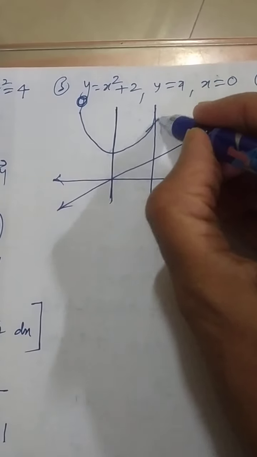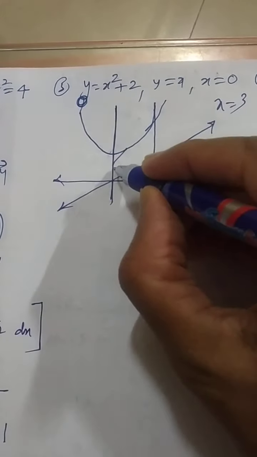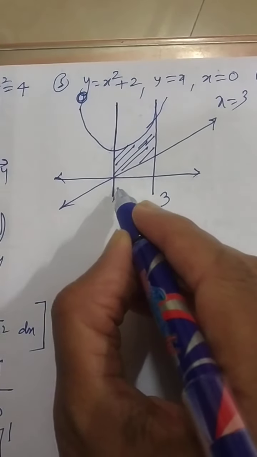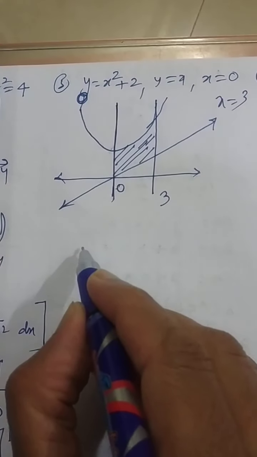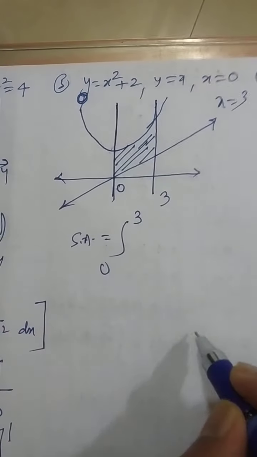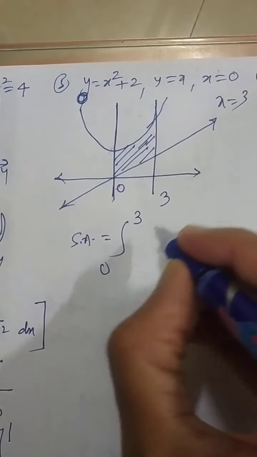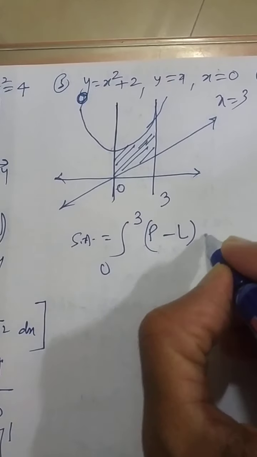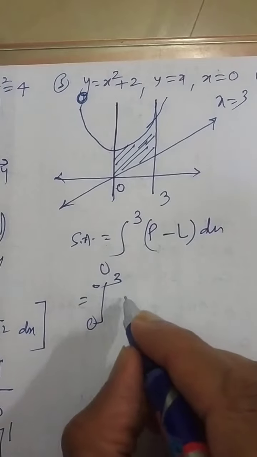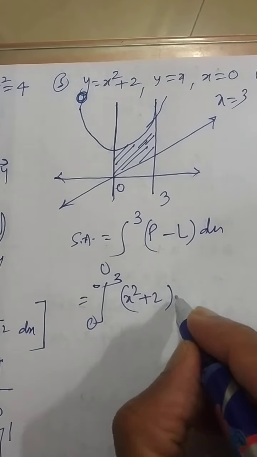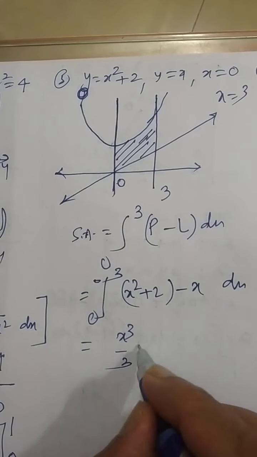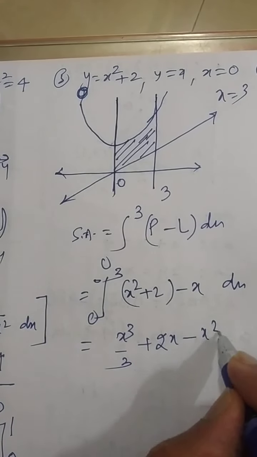Y square will be equal to this is the portion which is asked about, bounded by this. Now this is 0. Shaded area will be equal to integral from 0 to 3. Is the area under the parabola more, or the area under the line? Parabola minus line dx. What is the parabola equation? It will be x square plus 2 minus x, dx. So it will be x cube by 3 plus 2x minus x square by 2.